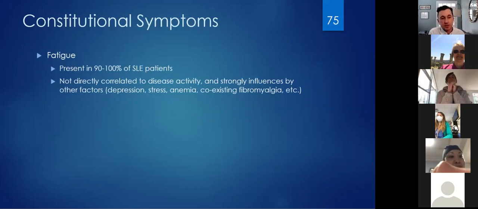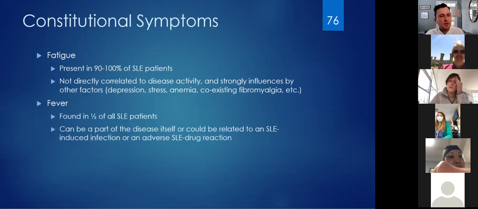Now, not only is this related to disease activity, diseases like this are highly catabolic and by themselves can cause fatigue. But there's a lot of other factors at play here. These patients are often depressed, they're often stressed, they're often anemic. A large portion of them have coexisting fibromyalgia, and so they have lots of reasons to be fatigued.